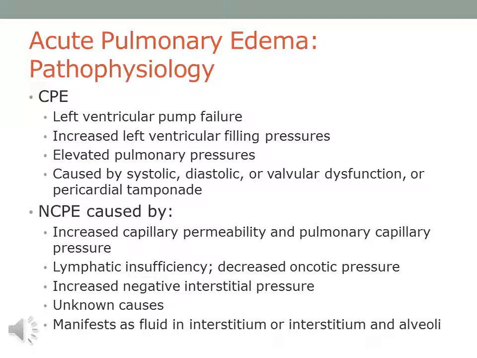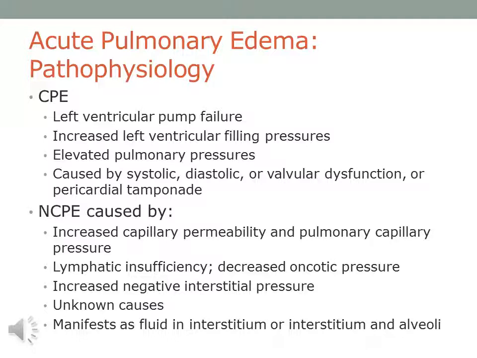On the other side, when we're talking about non-cardiogenic pulmonary edema, we're talking about something that's caused increased capillary permeability and pulmonary capillary pressure. This could also mean lymphatic insufficiency, which causes decreased oncotic pressure, increased negative interstitial pressure. It could be from unknown causes. But basically what we're talking about in this whole non-cardiogenic is that we're going to get fluid that builds up in the interstitium, or in the interstitium and the alveoli, and that fluid's going to build up in that area and cause pulmonary edema.